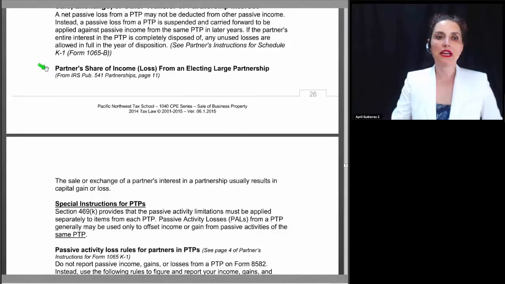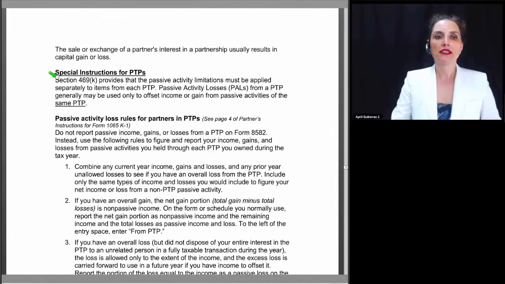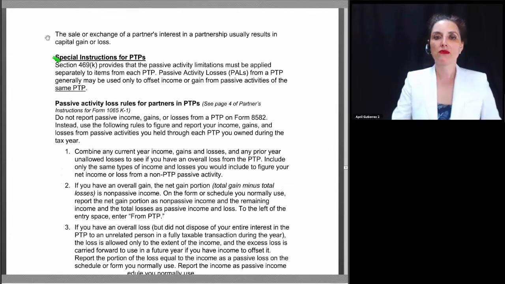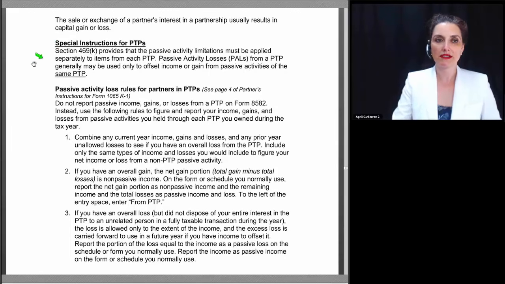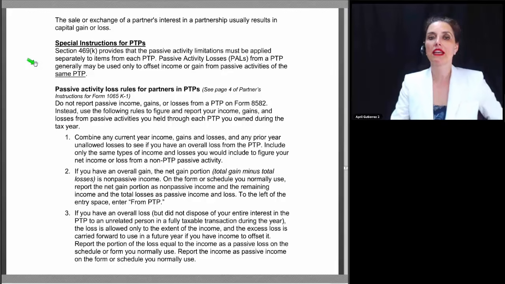And we're going to talk a little bit now about the partner's share of income and loss from an electing large partnership. This particular instruction comes from IRS Publication 541 on partnerships, page 11, where it says the sale or exchange of a partner's interest in a partnership usually results in a capital gain or loss, but that there are special instructions for PTPs. Section 469 provides that the passive activity limitations must be applied separately to items from each PTP. Passive activity losses, or PALs as they are called, from a PTP generally may be used only to offset income or gain from passive activities of the same PTP.